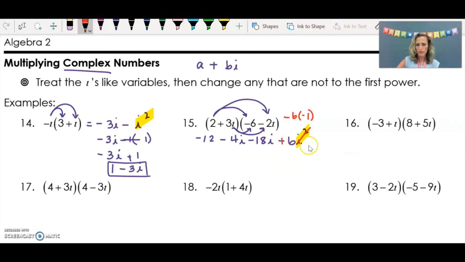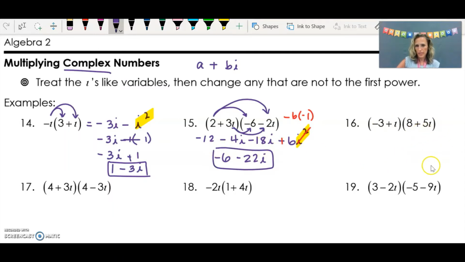That's a little shortcut that you can take so that you don't have to keep rewriting all the steps of the problem again. So now I have negative 12 plus 6, which is negative 6, and then I have negative 4i and negative 18i, which is negative 22i.